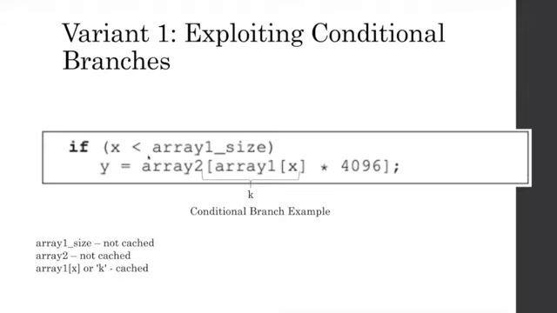Without the bounds check, an out of bounds x could trigger an exception or could cause the processor to access sensitive memory by supplying x with an address of a secret byte to read, subtracted by the base address of array1.